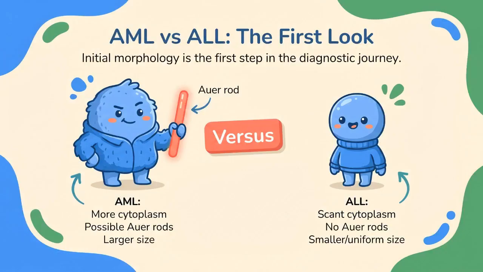Now, let's bring it all together for an introductory level comparison of AML and ALL, focusing on the most straightforward morphological distinctions. For AML, think more cytoplasm, possible Auer rods. Myeloblasts generally have a more abundant cytoplasm than lymphoblasts, and critically, they may contain Auer rods. The presence of these needle-like inclusions is almost pathognomonic for myeloid lineage and is a strong indicator of AML.